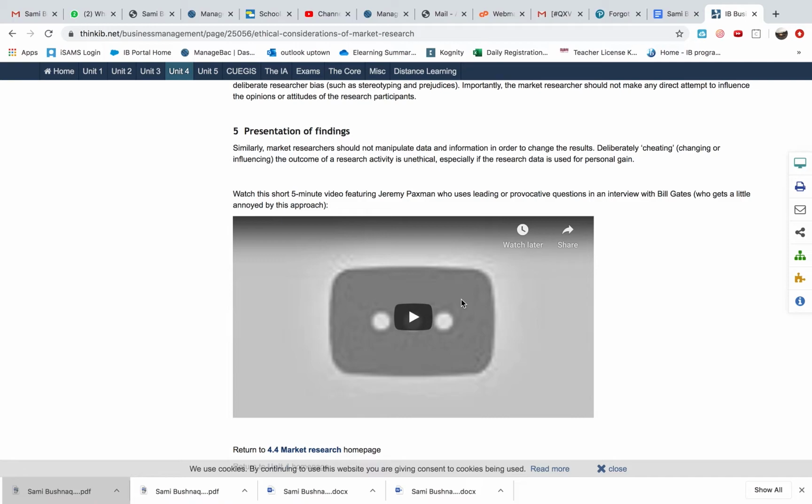Presentation of findings is also important. So make sure that you don't manipulate the information in a way that cheats or tricks people. So don't put the stuff you want people to see in really big writing and then the stuff you don't want people to see on the last page. So there's a lot of really interesting stuff on this.